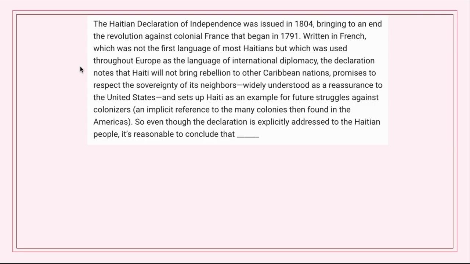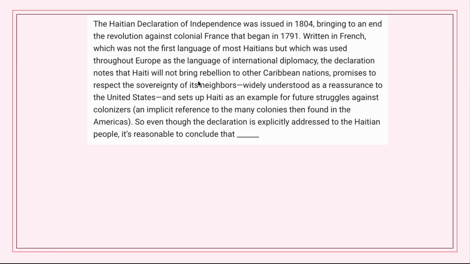Okay, so this passage is talking about Haiti and their Declaration of Independence, right? So they had a revolution against colonial France, so now they're sort of like a free colony. They're a free state now, right? And I see throughout the passage, they're talking about how even though it's addressed to the Haitian people, it's not in their first language, right? So even though it's addressed to them, they clearly want to address other countries in Europe because they use French in international diplomacy, right? So they also want to attract Europe's attention. And they're talking kind of directly to them.